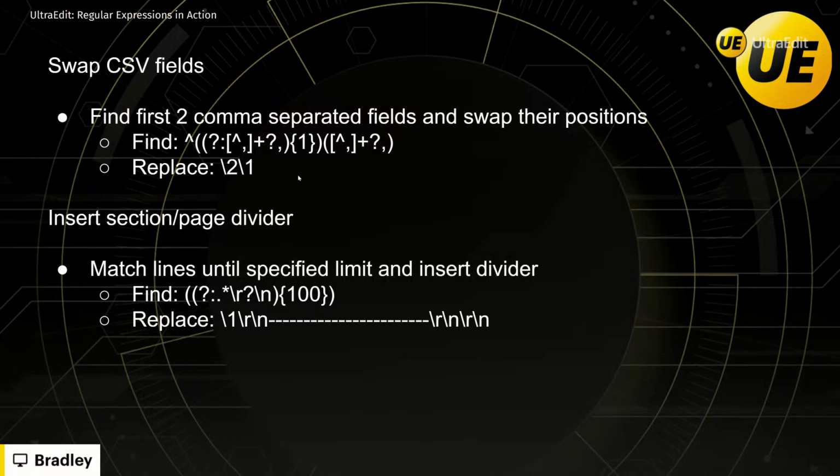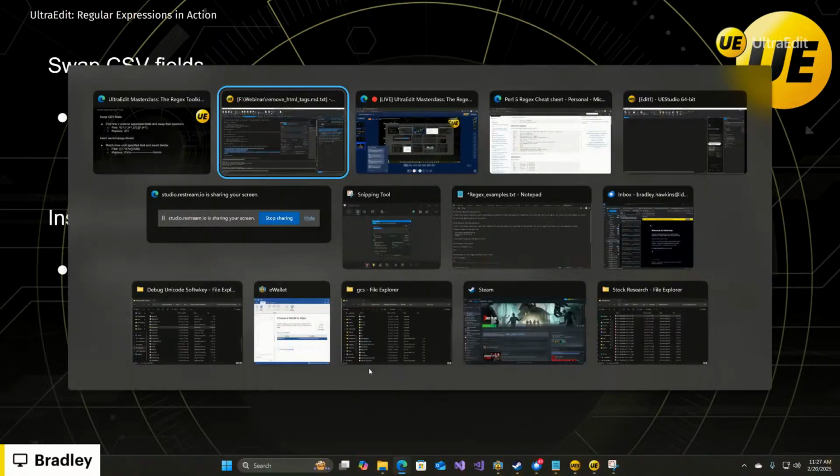So first, we're going to take a look at this CSV example, and then we're going to look at something simple, which is just using a regular expression to insert a divider at a certain interval. There's plenty of ways you could do that. In fact, I know in UltraEdit we have insertion tools that can do that for you. But one of the beauties of UltraEdit is there's usually more than one way to do something, two ways or three ways. And I think that's okay. I think people appreciate being able to find the tool that best suits their needs. So let's switch back to UltraEdit, and let's look at the CSV example and the page divider or section divider example.